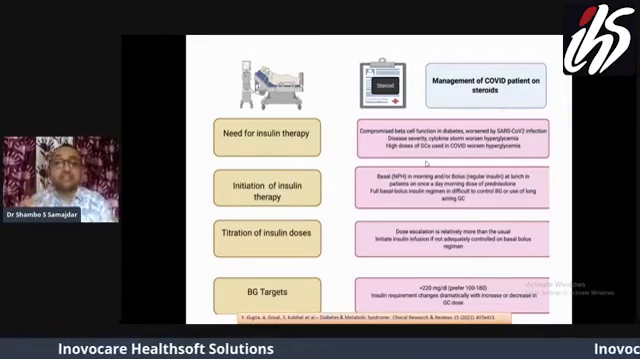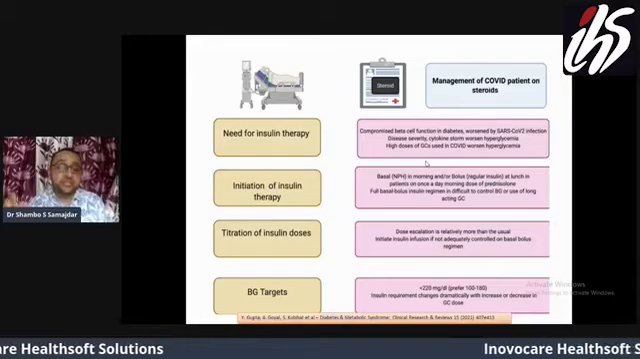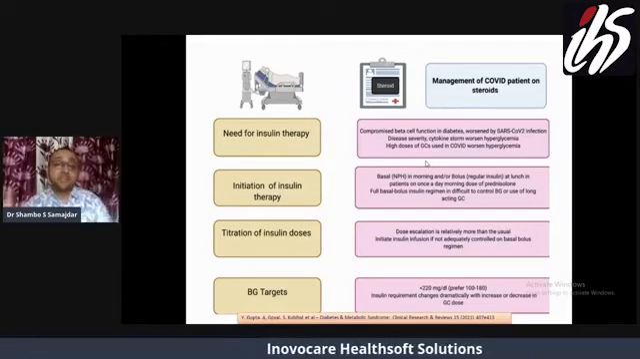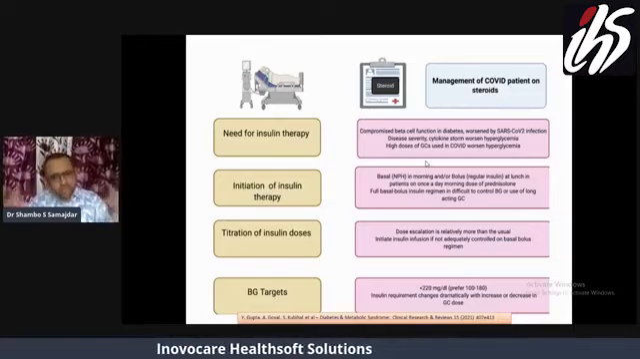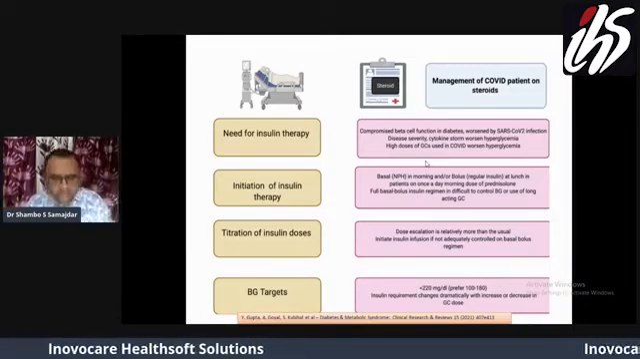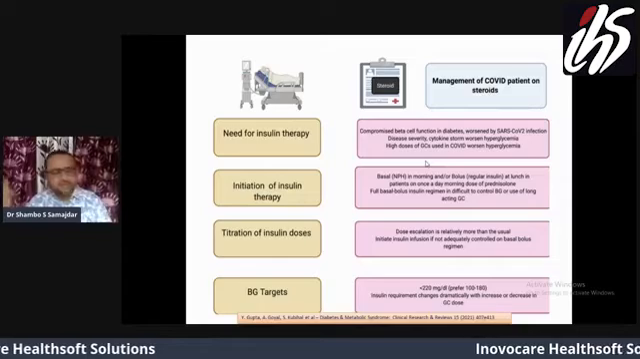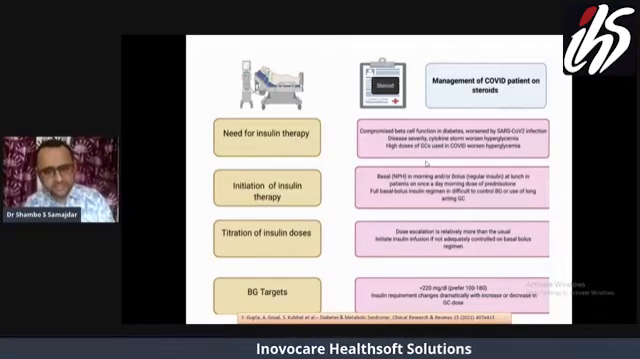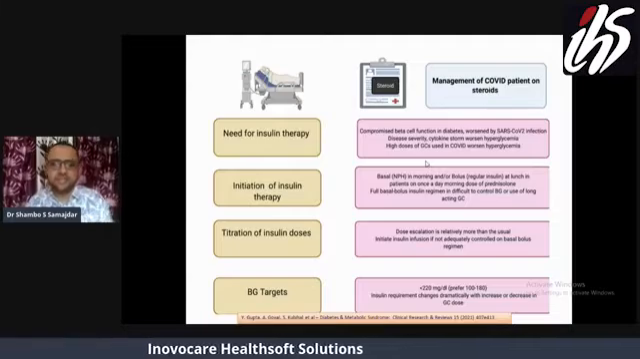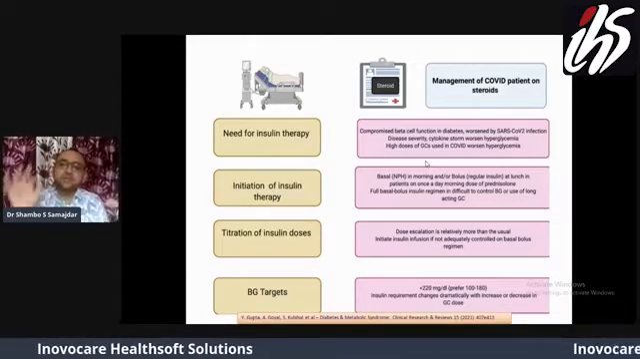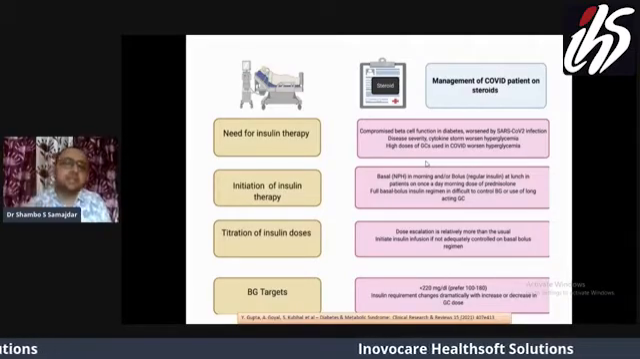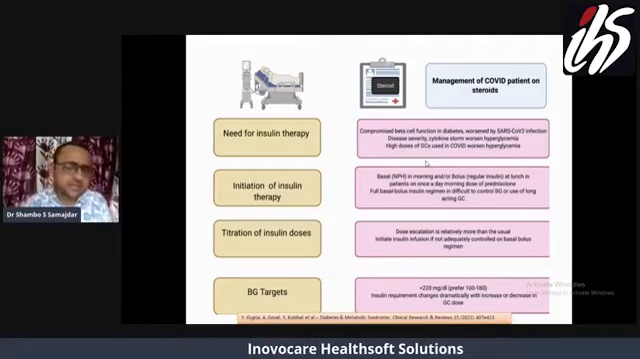So the target in this guideline, particularly, they had mentioned less than 220 milligram per dL, specifically post meal. But it is always better to keep it between 140 to 180, and sometimes, if possible, if there is stringent CBG monitoring, then we can make it 100 to 180. Insulin requirement changes dramatically with an increase or decrease in glucocorticoid dose. So that is very important.